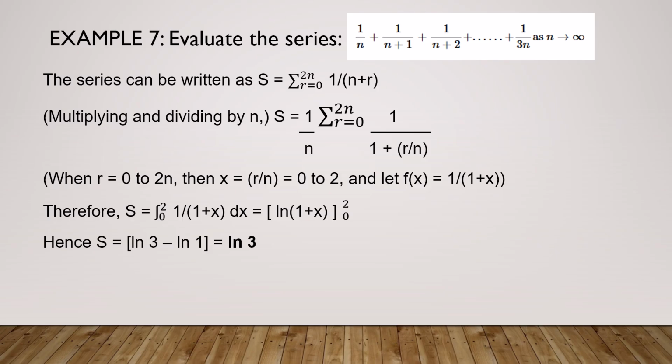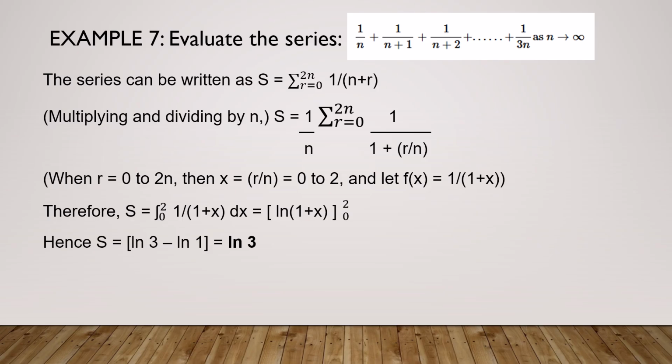Now over here, suppose I take my x as r upon n. Then this series I can write as, from the denominator you take n outside, so it is equal to 1 plus r upon n. So S will be equal to 1 upon n, sigma of r running from 0 to 2n, 1 upon 1 plus r by n. When you take your x as r by n, when r is 0, x will also be 0. And when r is 2n, x will be 2n upon n, which is 2.